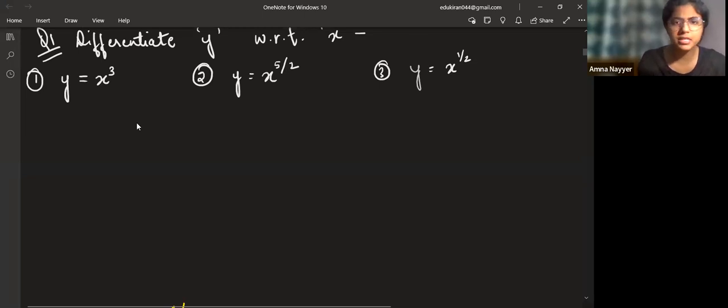Now see some more questions for practicing. Suppose y is equal to x to the power 3, this we have done. The answer will be 3x to the power 3 minus 1, that is 2, so 3x squared.